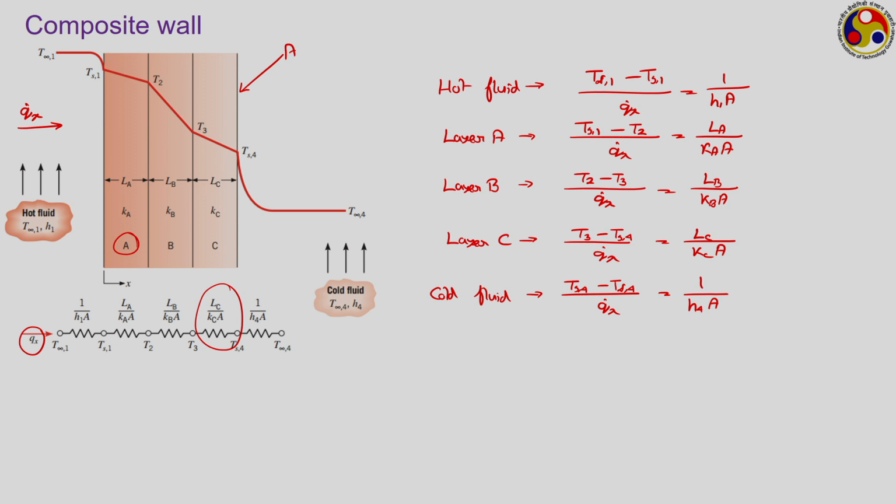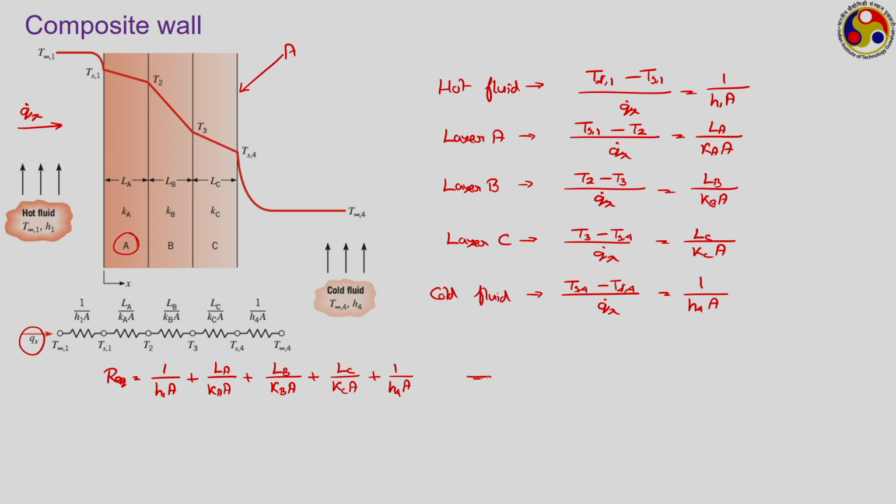And if we want to write in overall sense, then we can directly write that R equivalent is equal to the summation of all the 5 resistances, that is the first convective resistance 1/(h1 A), then conductive resistance corresponding to the first layer LA/(kA A), plus corresponding to the second layer LB/(kB A), plus the third layer LC/(kC A), plus the final convection 1/(h4 A).